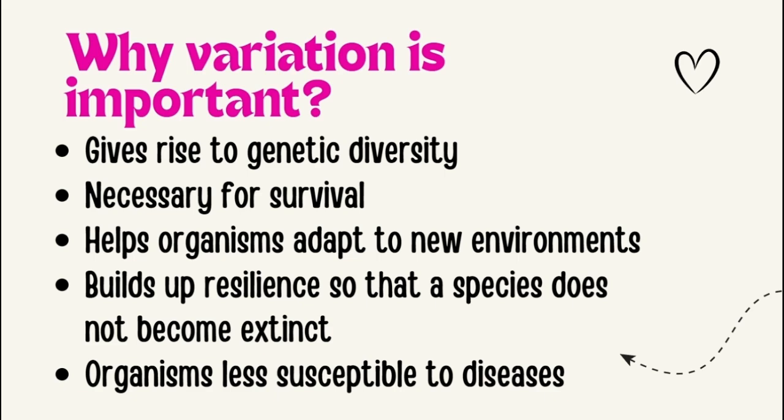They have the same exact traits, the same exact genes, so they can't adapt to the environment. It means the parent is dead and all of the offspring are going to die as well. What that means is extinction, right? So that is why variation is important. Even for human beings, what if all of us were exactly the same?